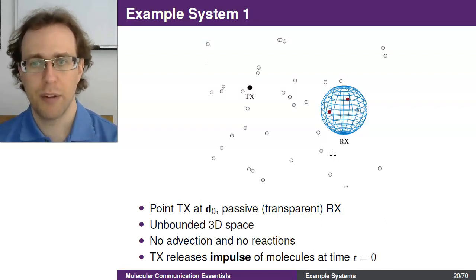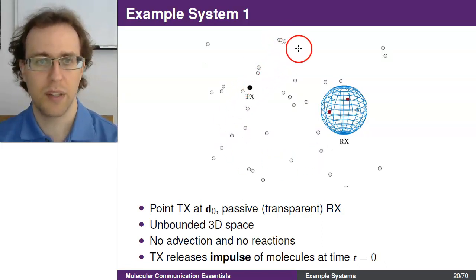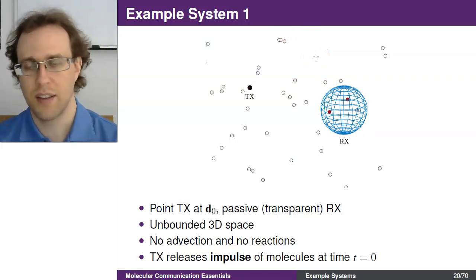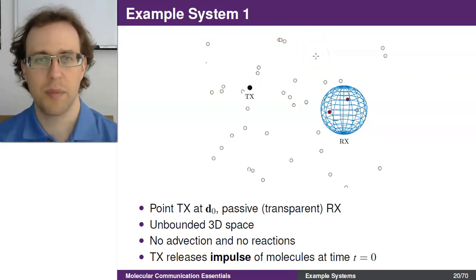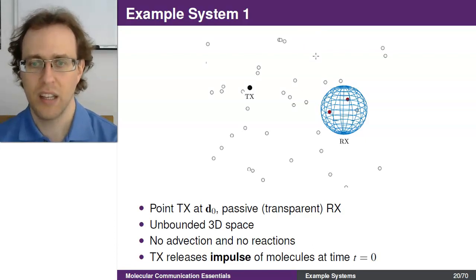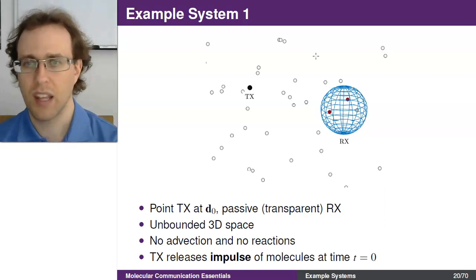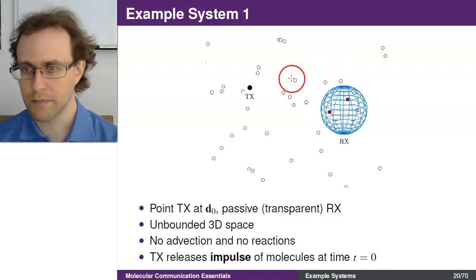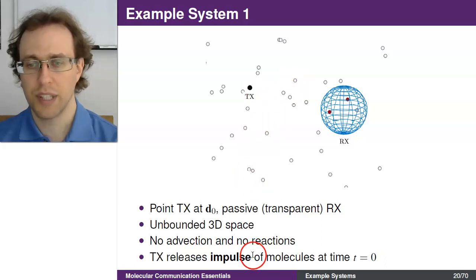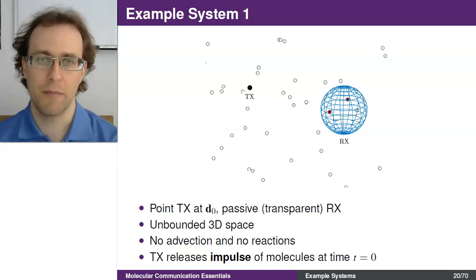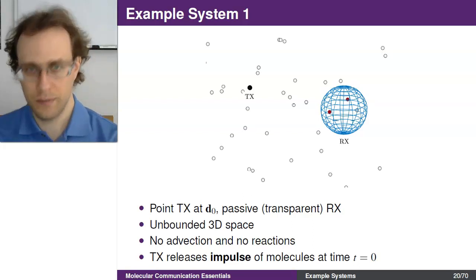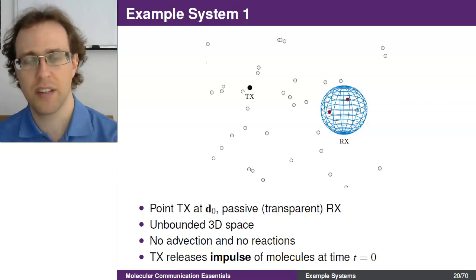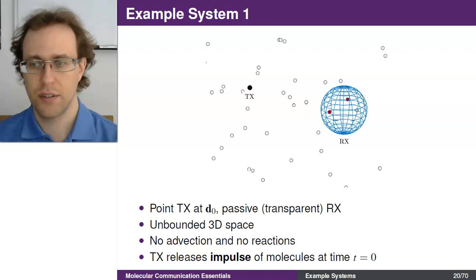We're assuming that we have unbounded 3D space, so molecules that get released by the transmitter and diffuse around can go as far away as they want. They don't participate in any reflections or any other reactions. We assume we don't have any reactions occurring anywhere, and that we also have no flow present. And in terms of initial conditions, we're assuming that our transmitter releases an impulse of molecules at time t equals 0. So at time t0, the transmitter creates a number of molecules at the point where the transmitter is, and then it allows those molecules to diffuse away.